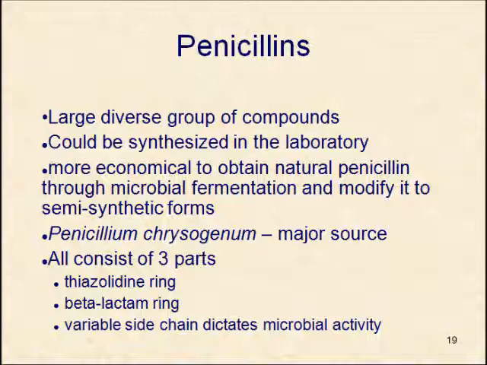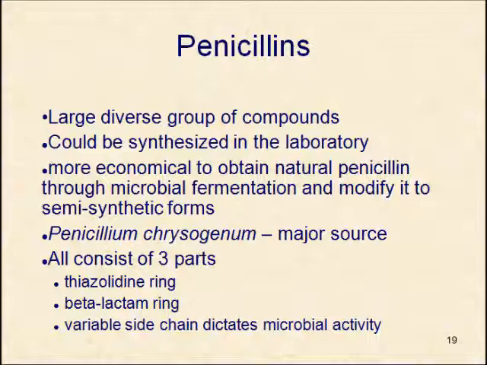Now, they can be synthesized in a laboratory, but the fact is it's easier, more economical to obtain natural penicillin through microbial fermentation and modify it to semi-synthetic forms. We also just use pure natural forms of penicillin in the form of Pen-G and Pen-V. But anything that has -cillin, ampicillin, amoxicillin, any of those are semi-synthetic forms. They've just been penicillin that is modified.